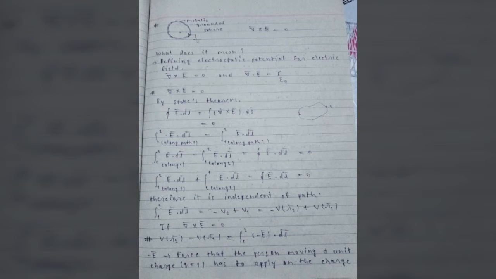Let us write this slightly differently. So, I will write V at r2 minus V at r1 is equal to the integral of minus E dot dl from 1 to 2.